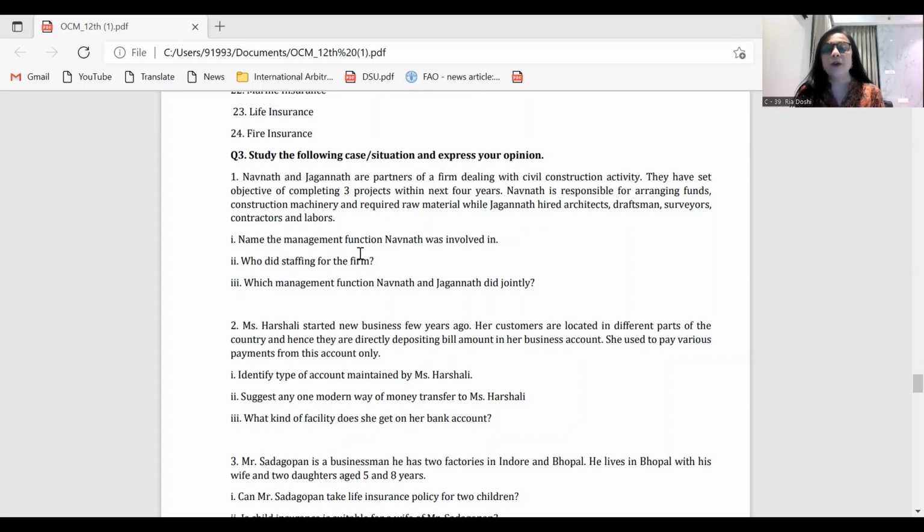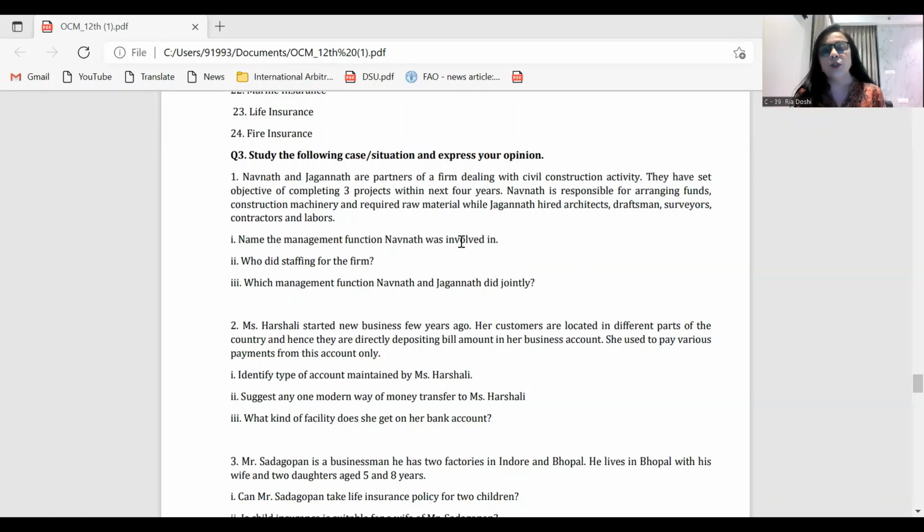Name the management function that Navnath was involved in. As we saw, Navnath was responsible for arranging funds and construction machinery, etc. So we see Navnath was performing the organizing function. However, please note that Mr. Navnath is also doing the planning function. They have set objectives and they've taken up 3 projects to be completed in 4 years.